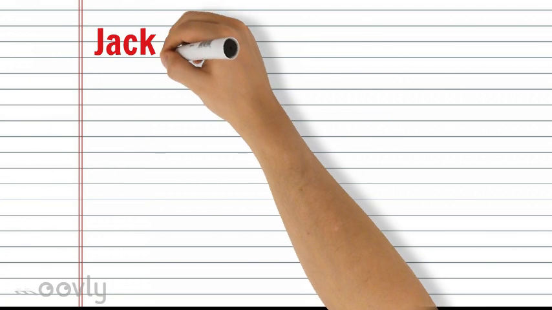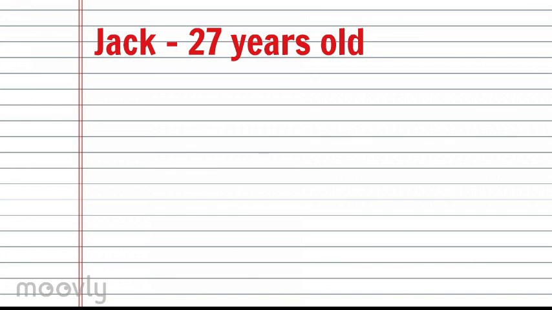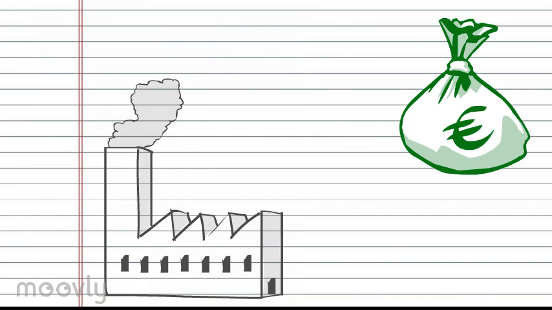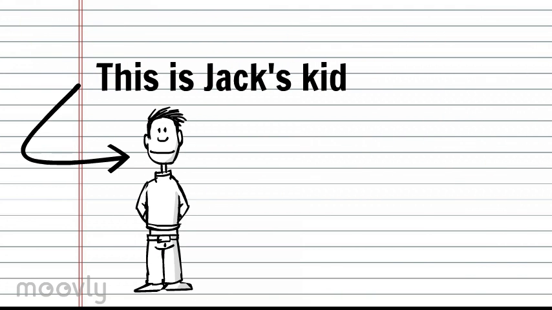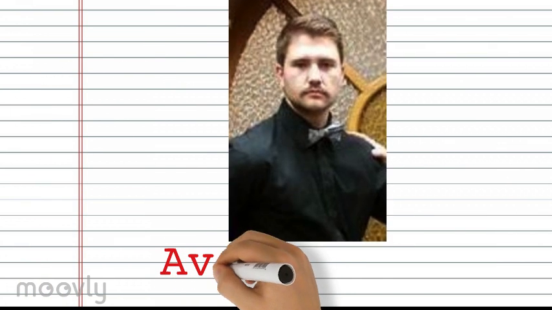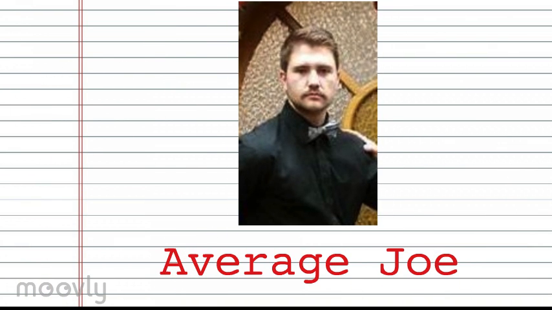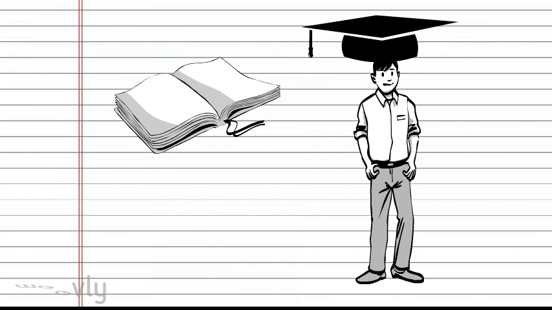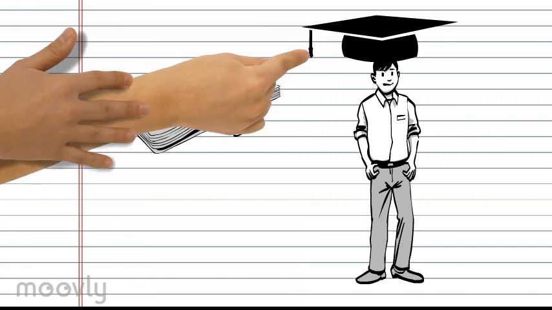Jack is a 27-year-old single parent who works a physically demanding job in a local factory. He makes minimum wage working overnight shifts while his son stays with his grandparents. A problem with Jack's job is that because he doesn't have any specialized qualifications, any average Joe could fill his position and complete the same work. This was the only job Jack could get as he doesn't have any post-secondary education.